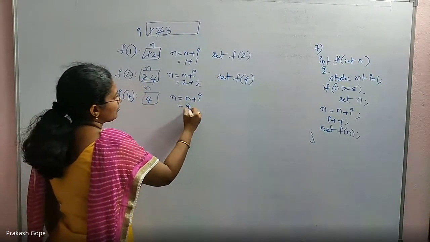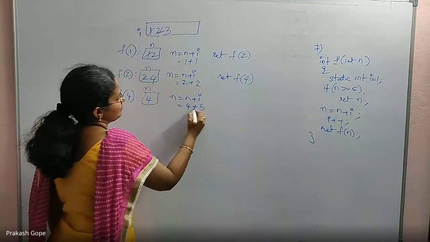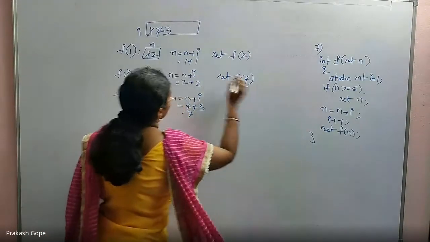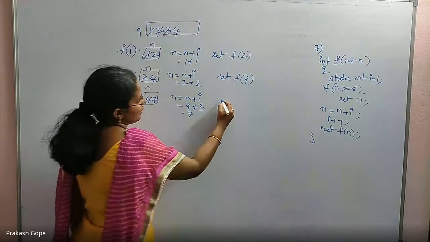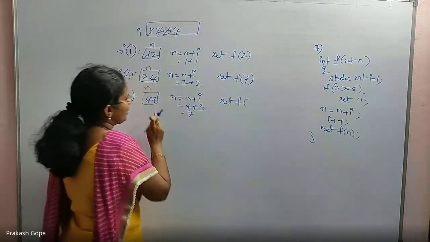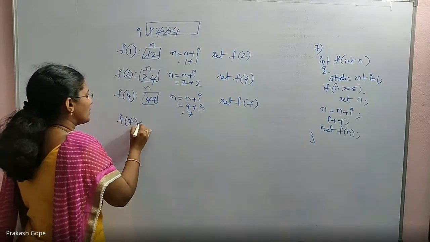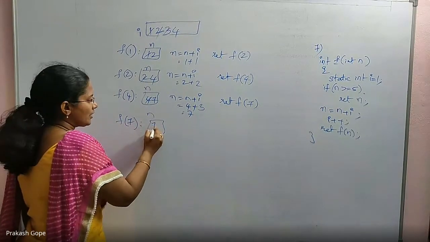N is 4 plus I is 3, so 7. Update in n. Okay, then I plus plus, I becomes 4. Then return f of n. N is 7. Okay, jump to the next function call, f of 7. N is created, 7 is being copied.